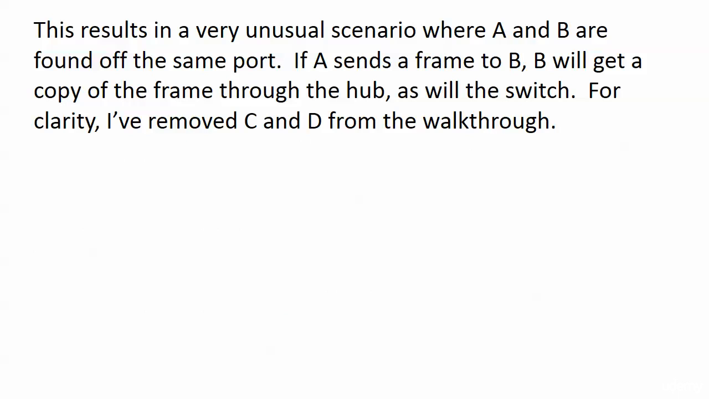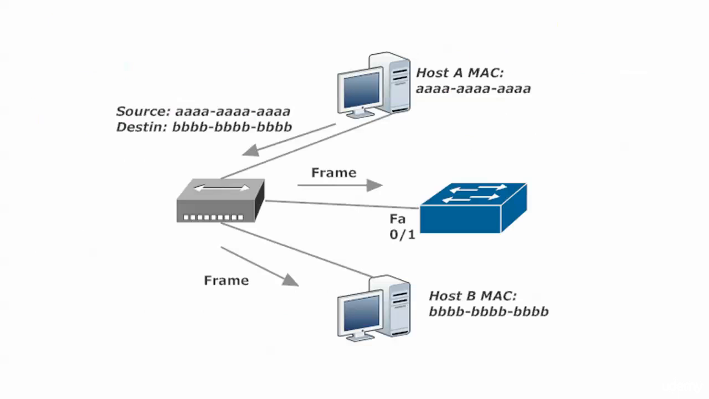So what's going to happen now? Well, for clarity, I have removed C and D from the walkthrough, and this is what ends up happening. Host A sends that frame, and the destination is all B's. The hub is not even reading that, because our hub is a layer 1 device. So it's just a multi-port repeater. It's like, hey everybody, here you go. Everybody that's connected gets one of these. And the thing is, the intended destination, host B, does get the frame, but so does the switch.